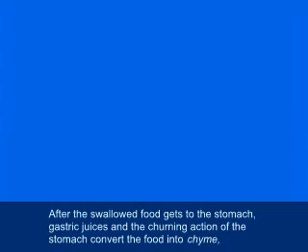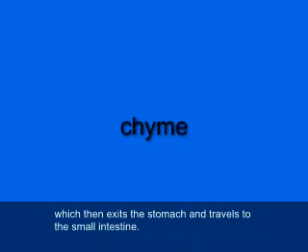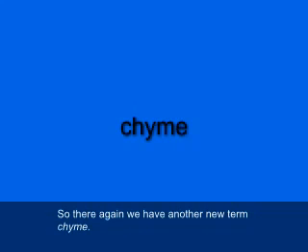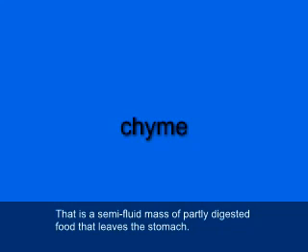Well, after the swallowed food gets to the stomach, gastric juices and the churning action of the stomach convert the food into chyme, which then exits the stomach and travels to the small intestine. So there again we have another new term, chyme, spelled C-H-Y-M-E. And that is a semi-fluid mass of partly digested food that leaves the stomach.